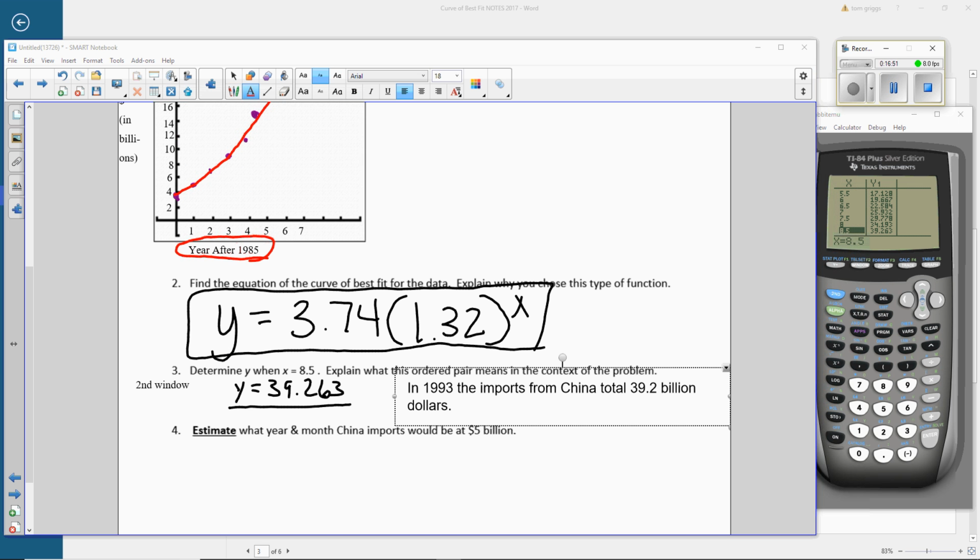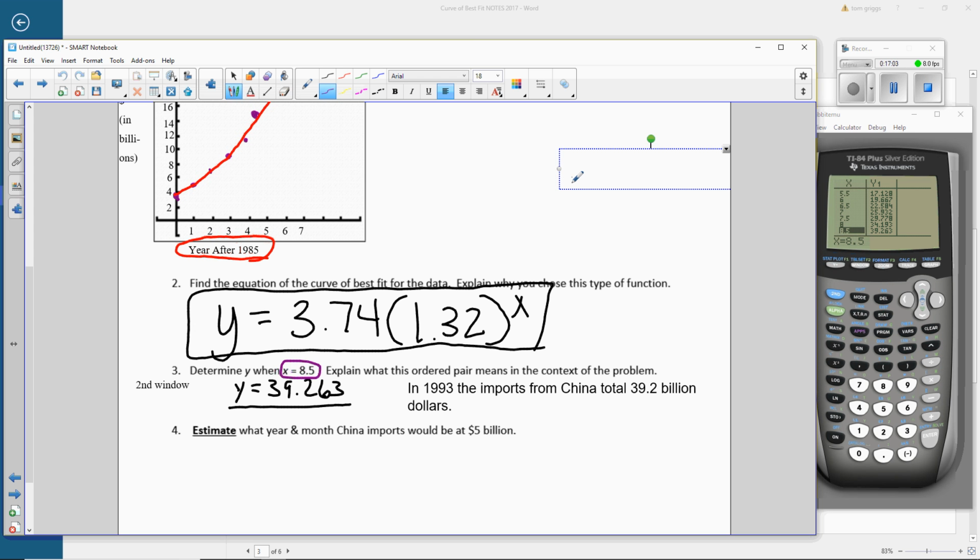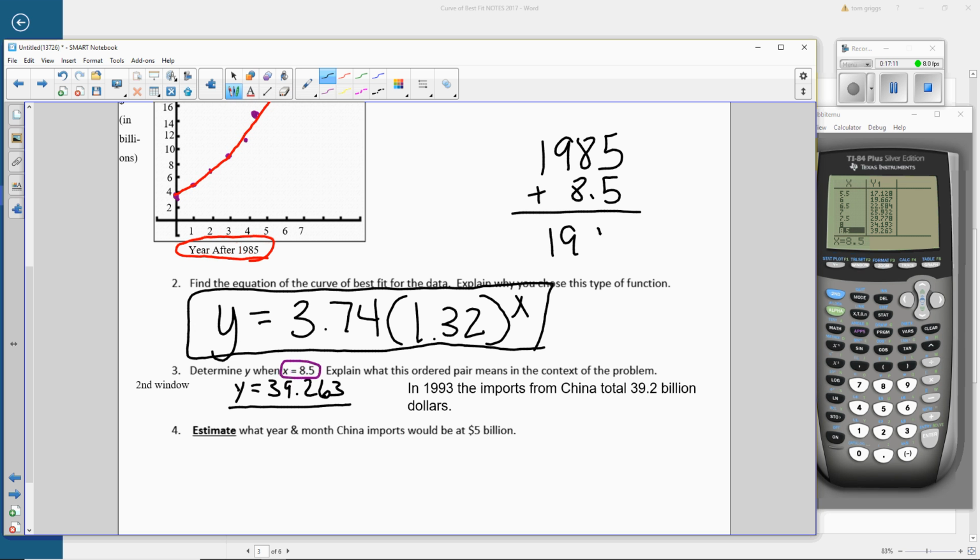And in context, remember x equals 8.5. We're talking about years after 1985. So if we take 1985 and add 8.5 to it, we get 1993.5. So it's really halfway through 1993.